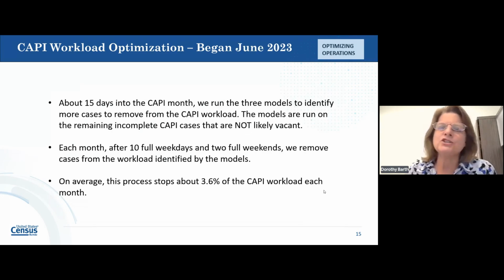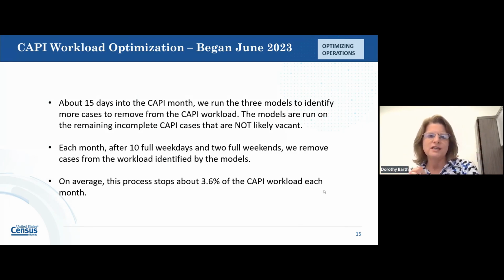The next project began in June of 2023, building on the likely vacants. About 15 days into the CAPI month, we run 3 models to identify more cases to remove. The models are run on the remaining incomplete CAPI cases that are not likely vacant. So each month we give the interviewers 10 full days and 2 full weekends to work their caseload before we remove the cases that are identified by these models. On average, this process stops about 3.6% of the CAPI workload each month.